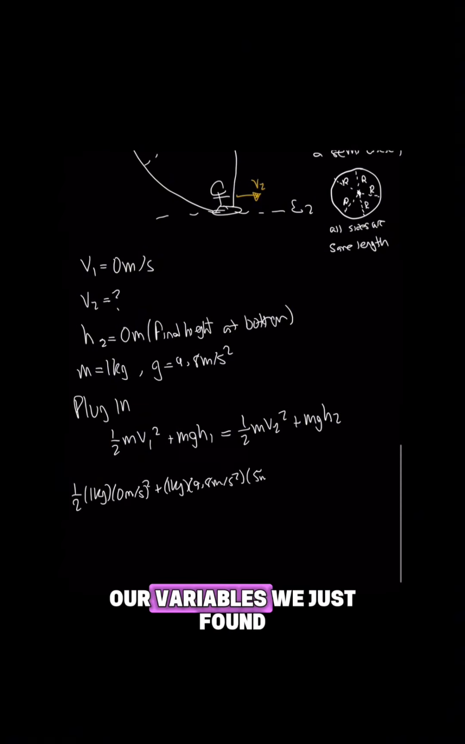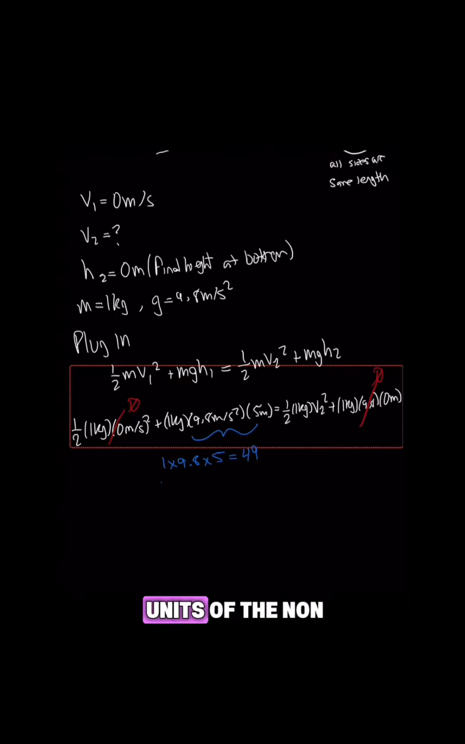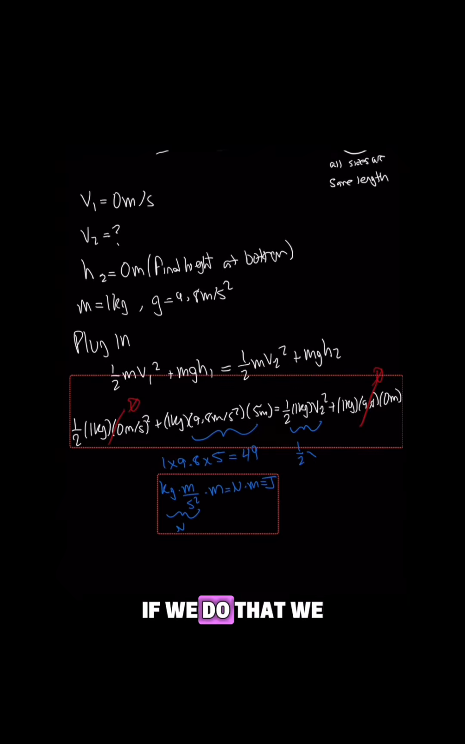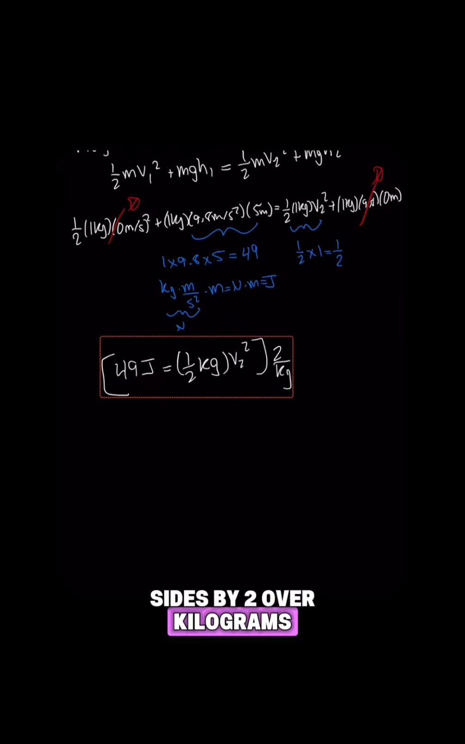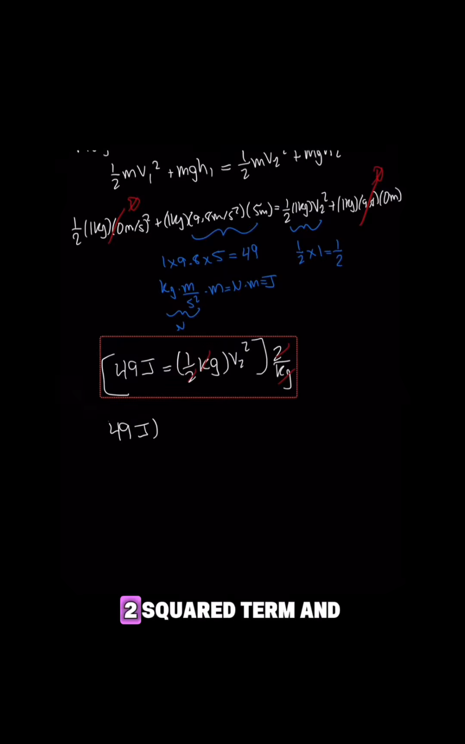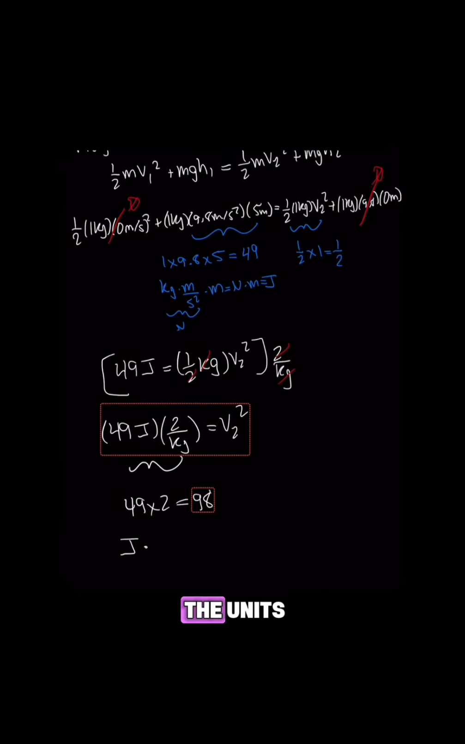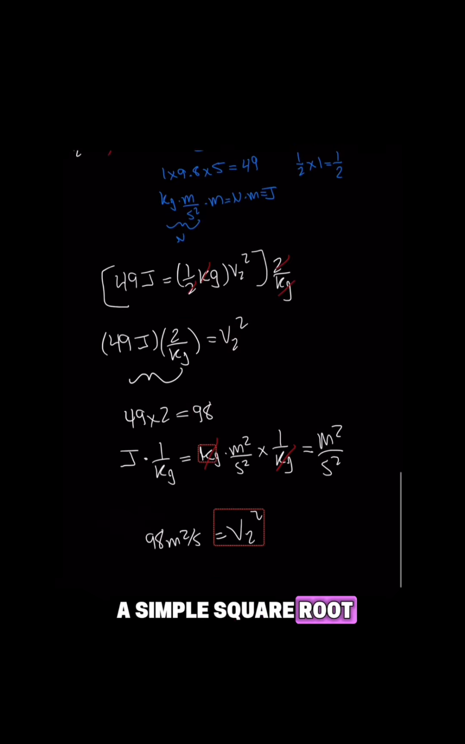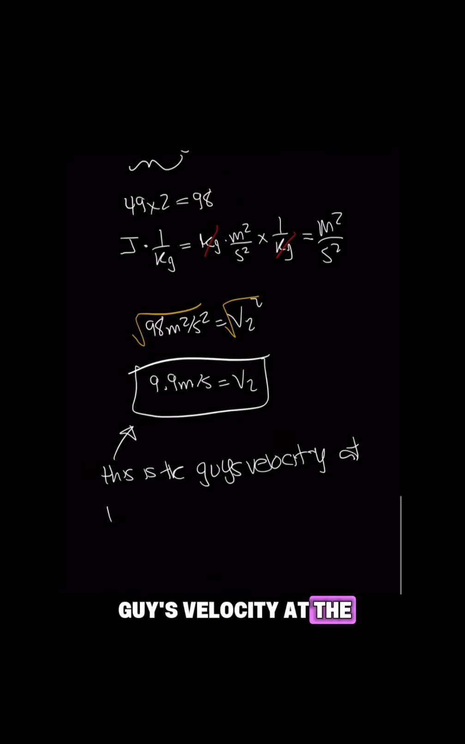We can plug in all our variables we just found and cancel out the zero terms, and we can compute the amplitudes and the units of the non-zero terms. And if we do that, we get this expression here. We can multiply both sides by 2/kilograms to isolate for V2 squared. So we can see that it cancels out the 1/2 kilograms on the V2 squared term. And then on the left term, we're left with this here. Compute the amplitudes and the units. Then we can do a simple square root of both sides, and we get this for the final answer. So this is the guy's velocity at the bottom of the motion.